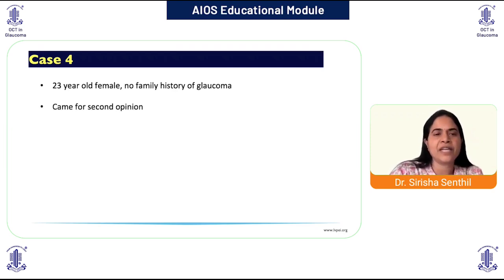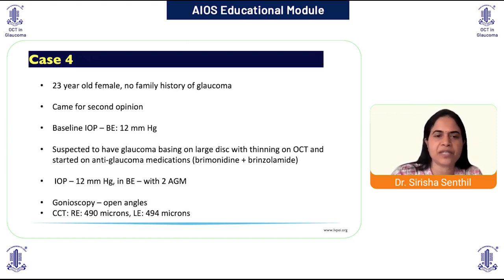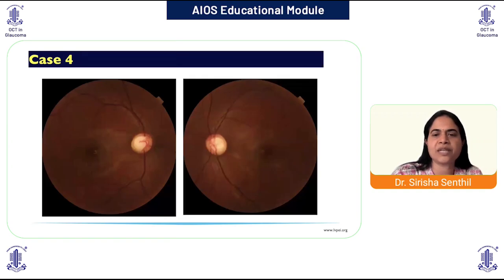Another young lady who was referred to us for second opinion, whose baseline intraocular pressures were essentially normal, was suspected as having glaucoma based on a large disc and thinning on the OCT. She was started on topical anti-glaucoma medications. However, the intraocular pressures before and after treatment were not very different. And the CCT was on the thinner side. So this was the clinical picture.